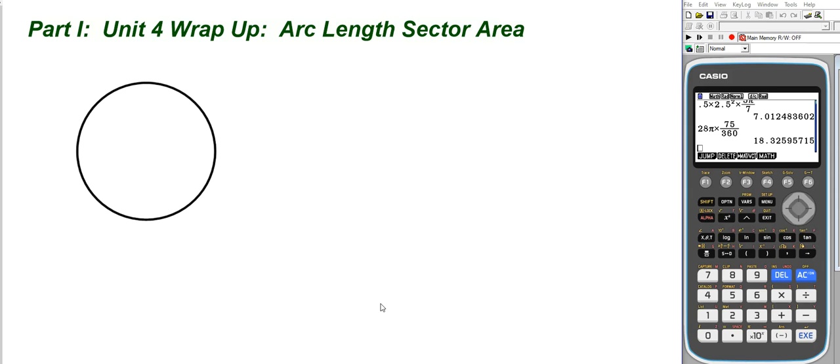I'm going to go ahead and run through arc length and sector area. Now this lesson is going to be pretty much identical with geometry, so it'll serve for both courses. And what we're going to do is run through a couple of examples. But first of all, we're going to talk about arc length.